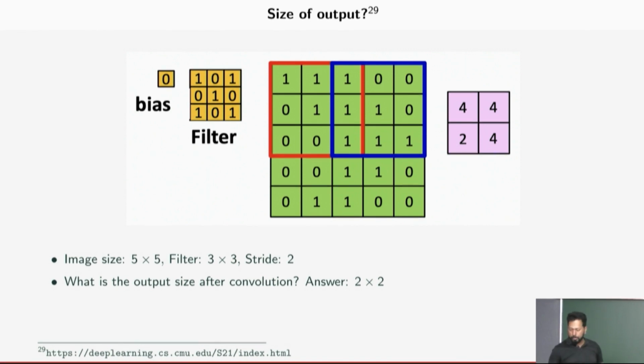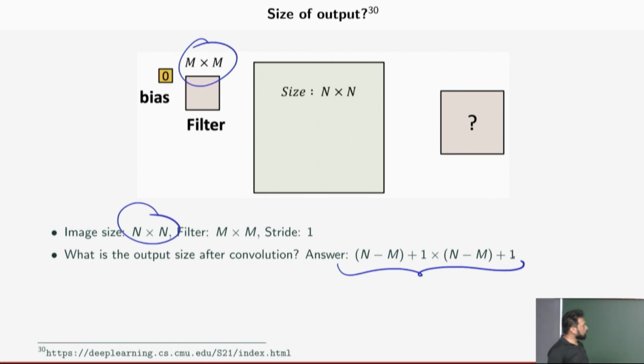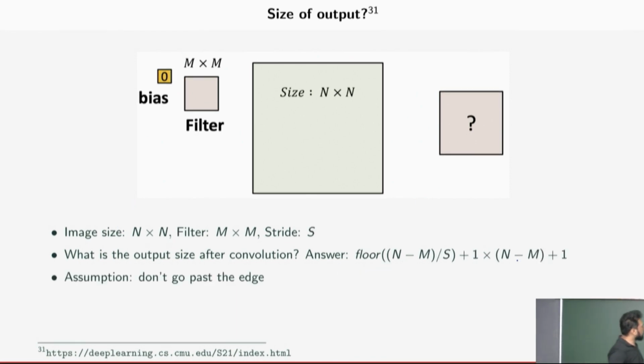Okay, similarly you can think of, what if the input is 5 by 5, the filter size is 3 by 3 and the stride is 2? Then in that case, obviously, if you don't want to fall over, it's a 2 by 2 output. And in general, you can write down a formula: the image size is n by n and your filter size is m by m. Then it's an easy exercise, if the stride is 1, you end up with n minus m plus 1 times n minus m plus 1 outputs. So as you can see, if you increase the stride and so on, then things can contract.